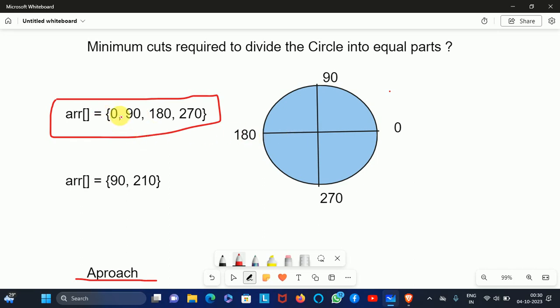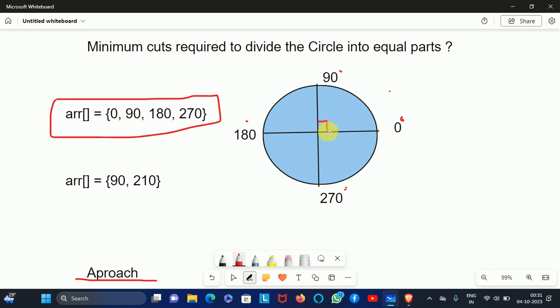Here the array has 0 degrees, 90, 180, and 270 degrees. So these 4 cuts are already given. How many more cuts are required so that we can divide this circle into equal parts? Use your brain. We can see 0 to 90, 90 to 180, 180 to 270, and 270 to 0. The 4 parts are already equal.